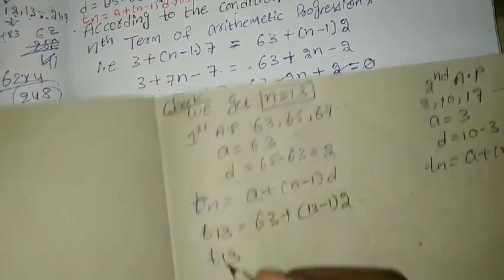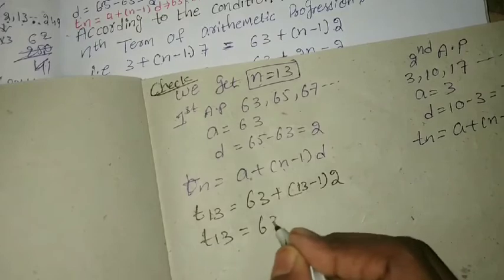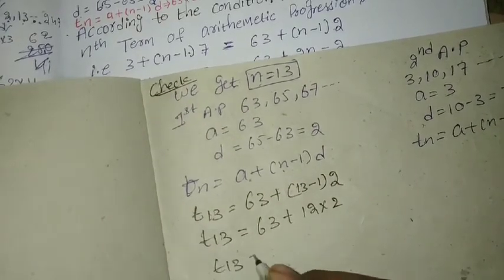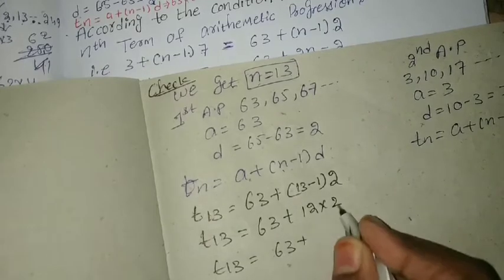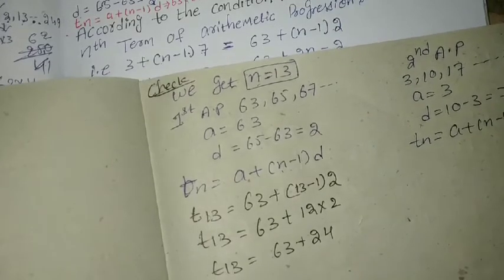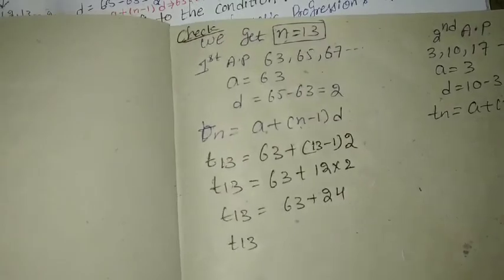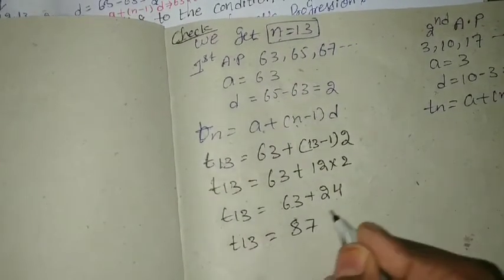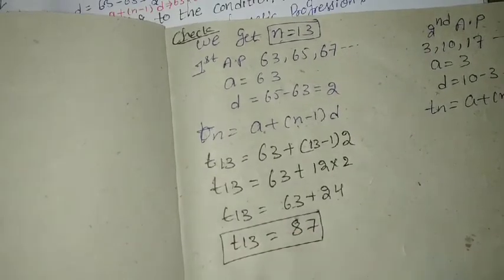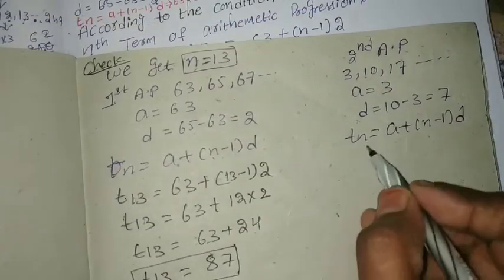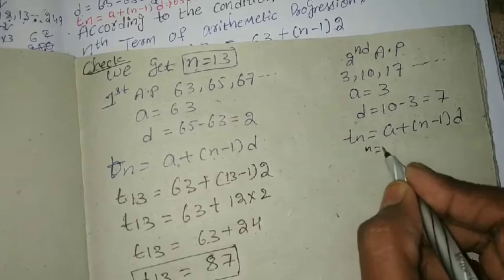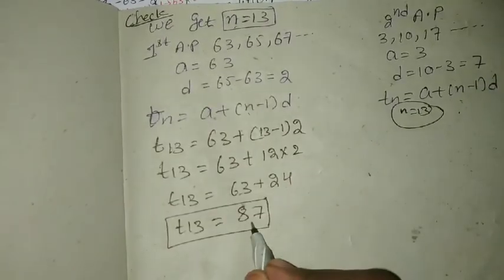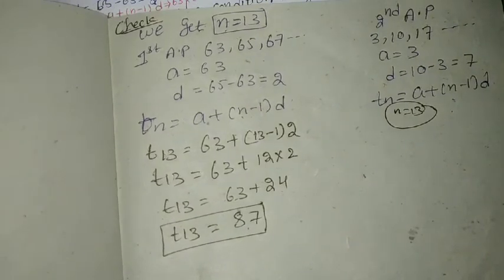So the 13th term is equal to 63 plus 12d. The 13th term is equal to 63 plus 12 twos are 24. So what is the 13th term here? 87. Okay, 63 plus 24 we get 87. If you put n equal to 13 in the second arithmetic progression and get the same result, then our solution is correct. Otherwise it is wrong.